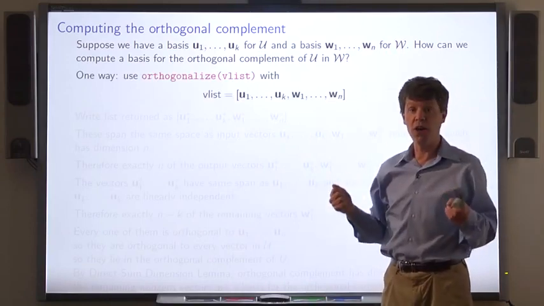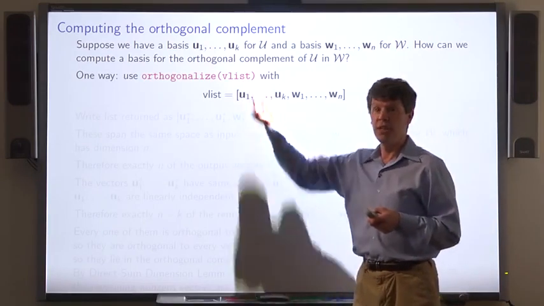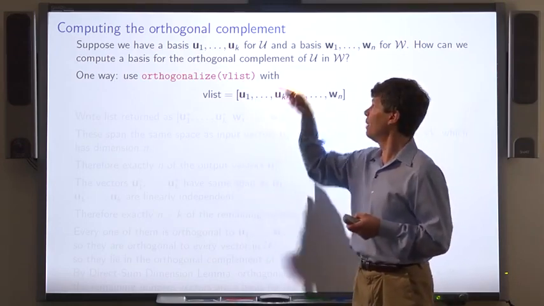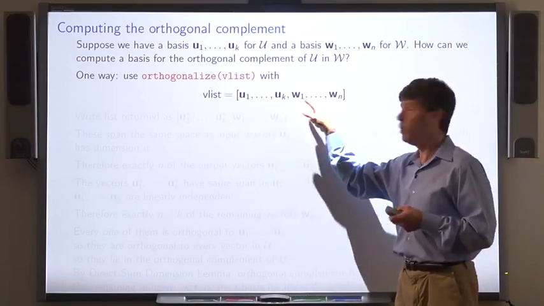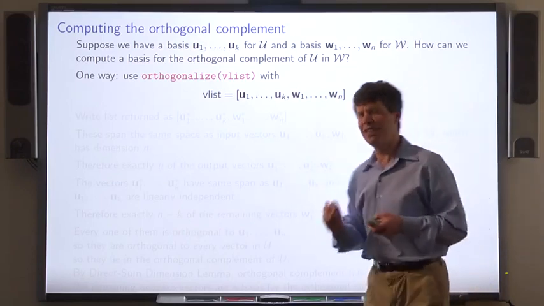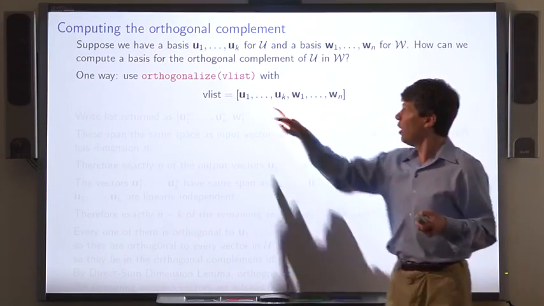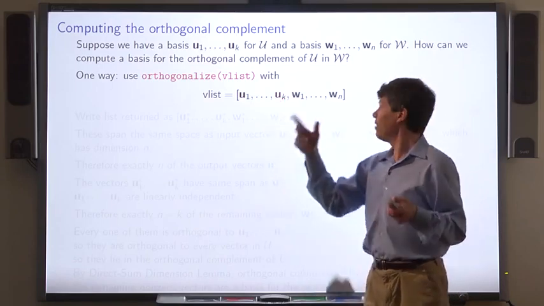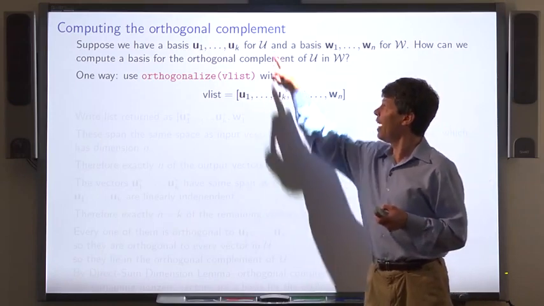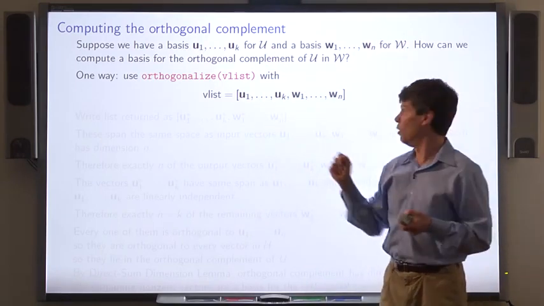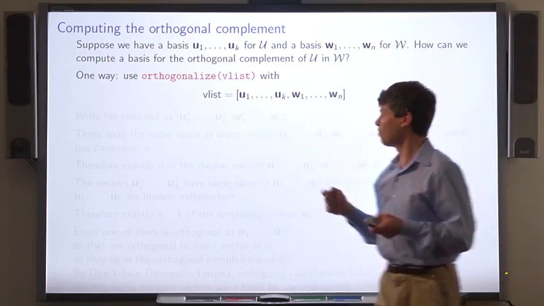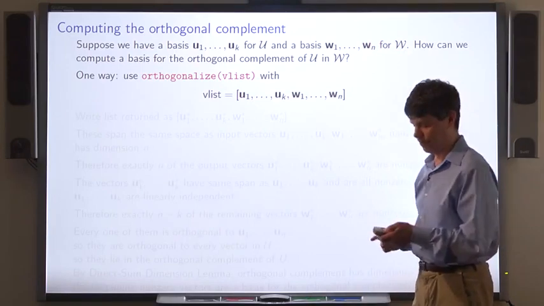One way is to use orthogonalize. Apply it to a V-list consisting of first the vectors u1 through uk that form a basis for big U, followed by the vectors w1 through wn that form a basis for big W. This seems like a strange thing to do because, after all, the vectors u1 through uk are already spanned by the vectors w1 through wn. The vectors u1 through uk lie in big U, which is a subspace of big W. So it's counterintuitive to include them in this list. But you'll see why we need them.